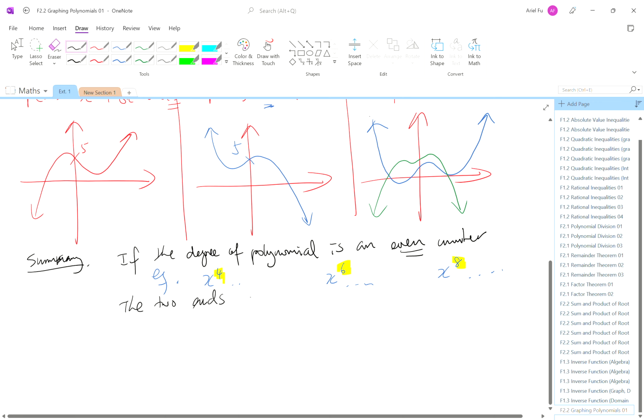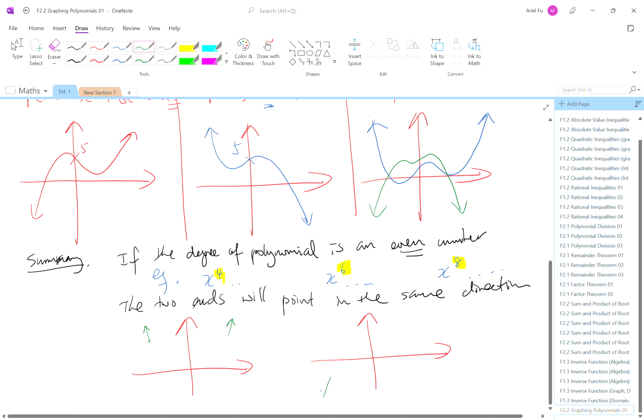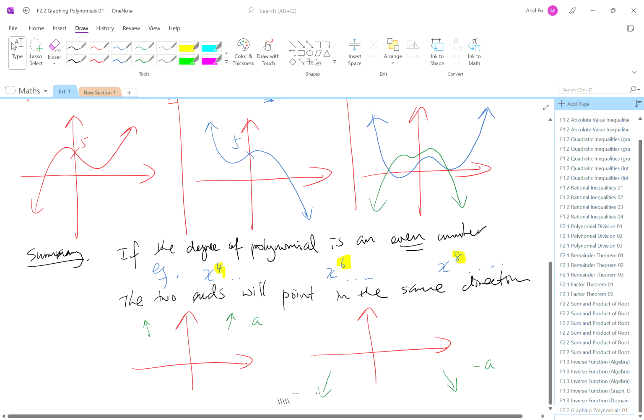I can say that the two ends of the graph will point in the same direction. In other words, if it is an even number, if this end is up, this end will also be up, and if this end is down, then this one is also down. Obviously, the ones that are down have a negative leading coefficient, and the ones pointing up have a positive coefficient. That is for an even power.